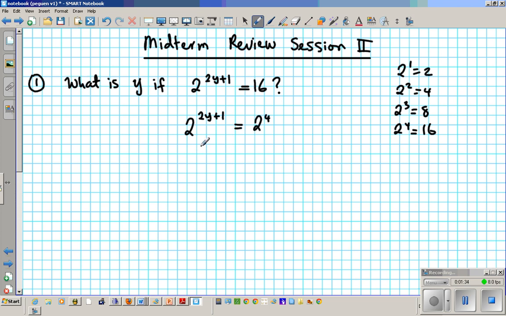So we write this as 2 to the 2y plus 1 equals 2 to the fourth. Now I can eliminate these two 2's by using logarithms. So I'm going to take log base 2 on both sides: log base 2 of 2 to the 2y plus 1, and on the right side, log base 2 of 2 to the fourth. Since the base and the logs match, they cancel out, so you're going to end up with 2y plus 1 equals 4.